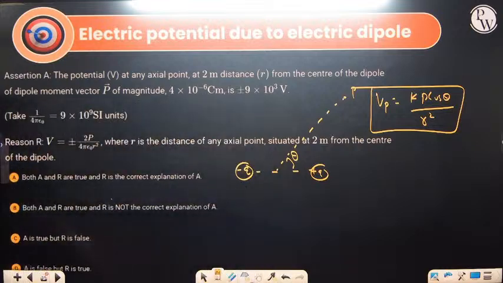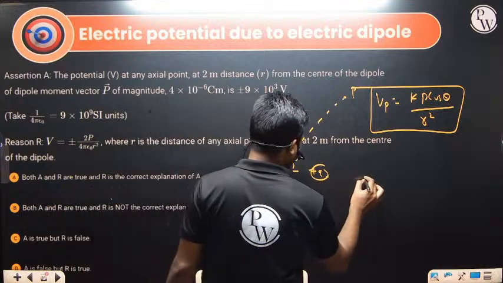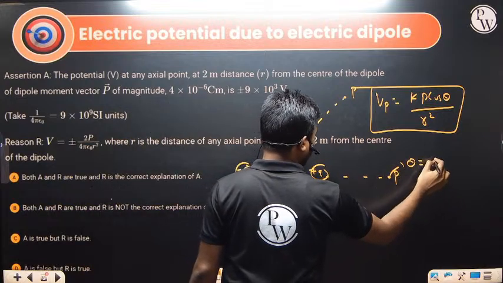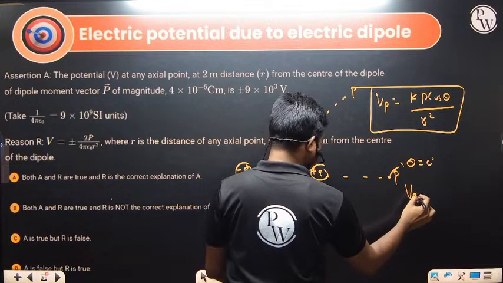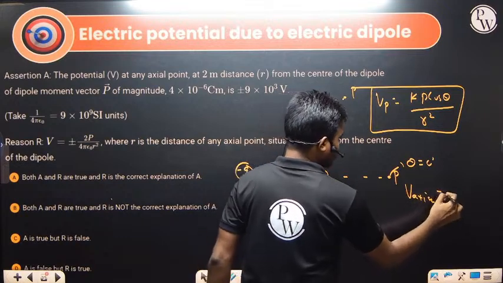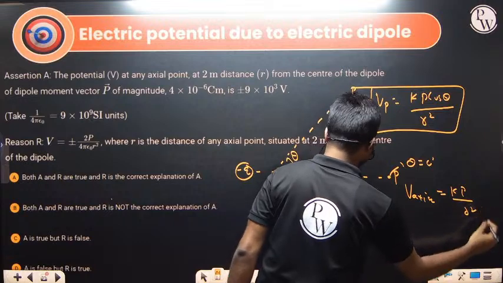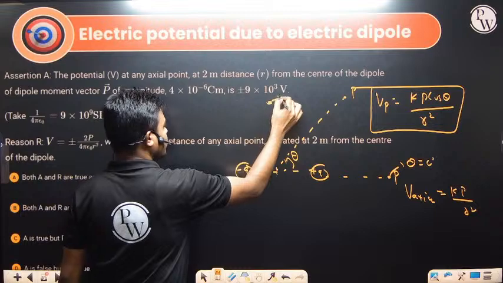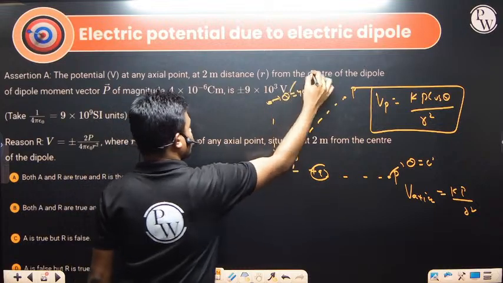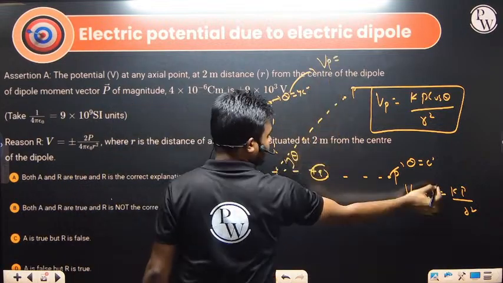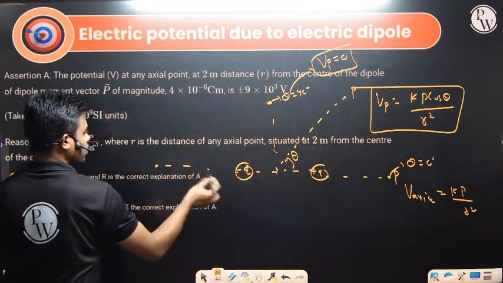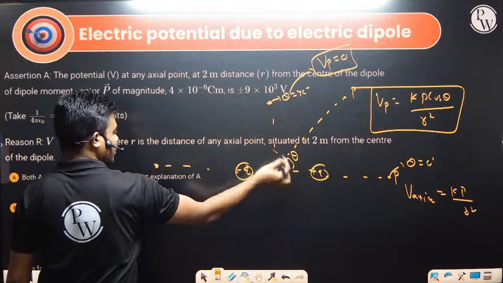Now this value will change if it is on the axial line. At this particular point theta is 0, so the electric potential on the axial line is given by Kp divided by r square. At any point on the equatorial line, theta is 90 degree, so Kp cos 90 will be 0. If we take a point on this other side, theta will be 180 degree.